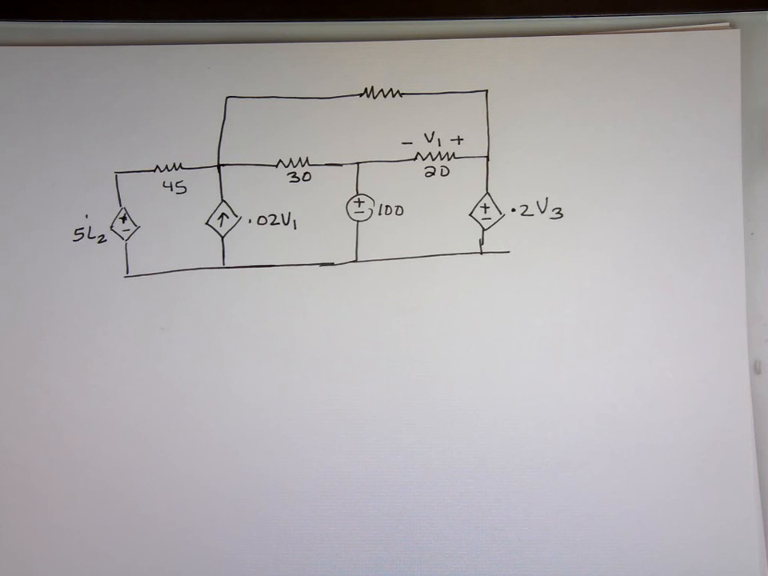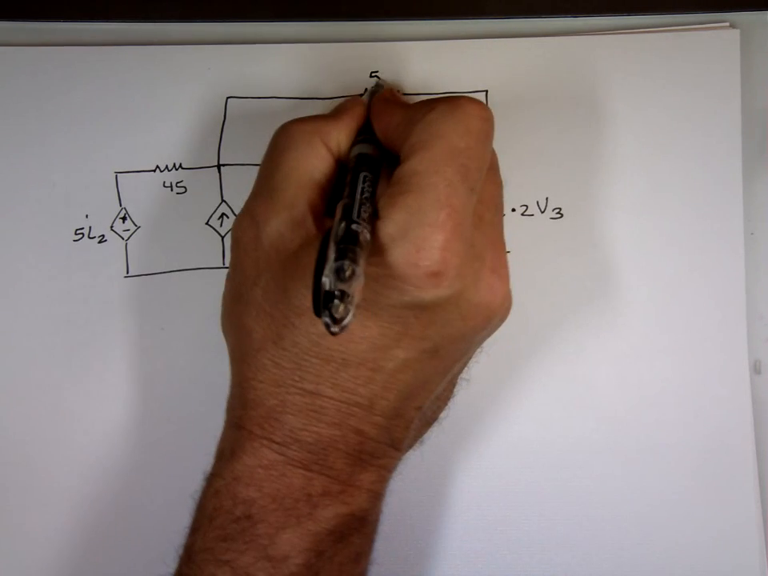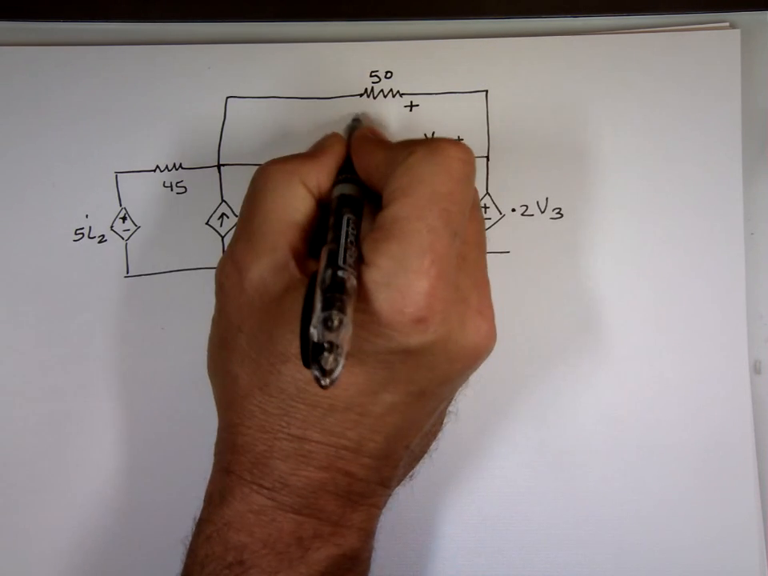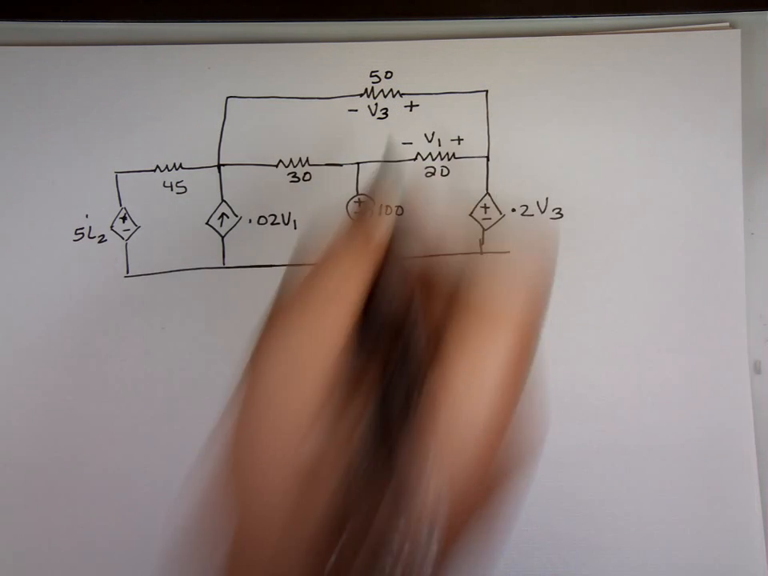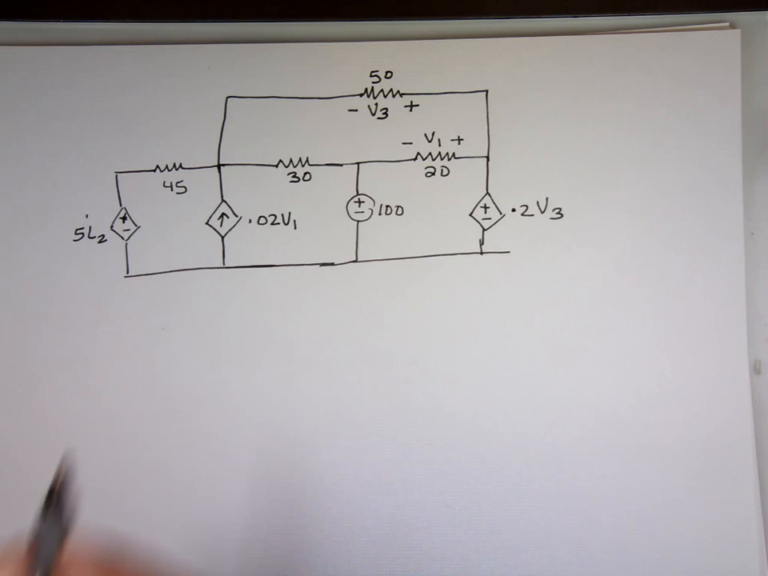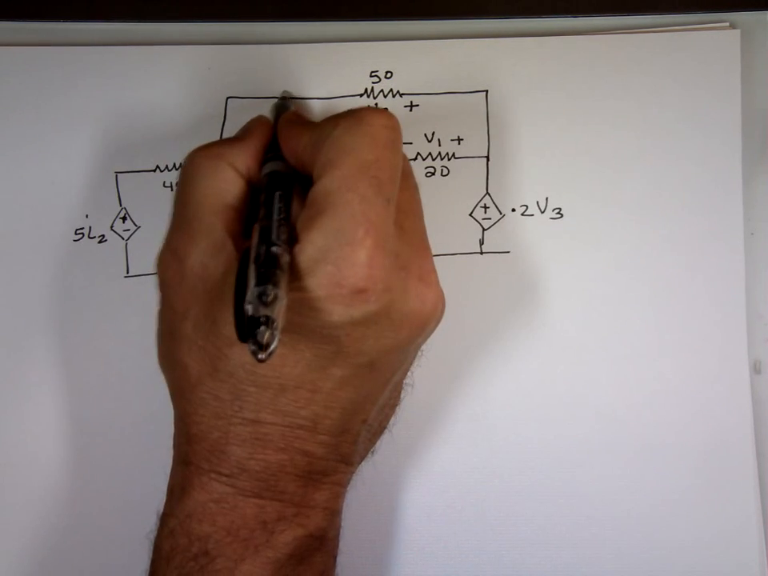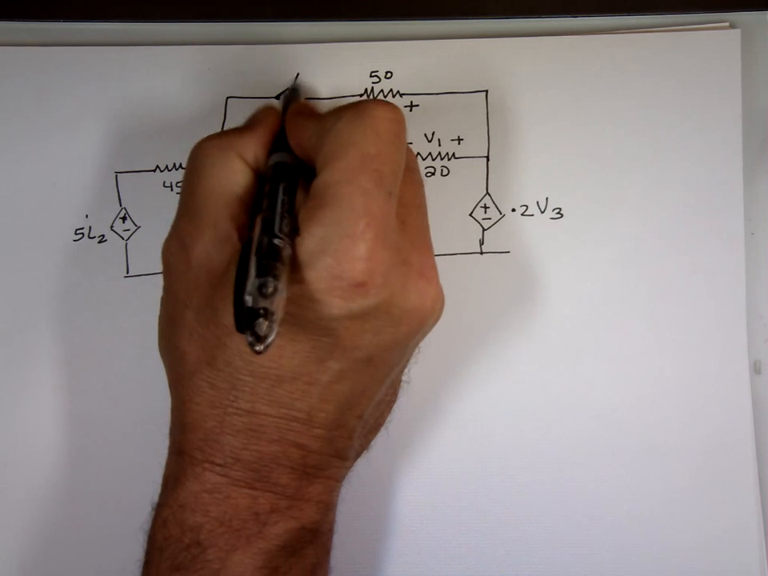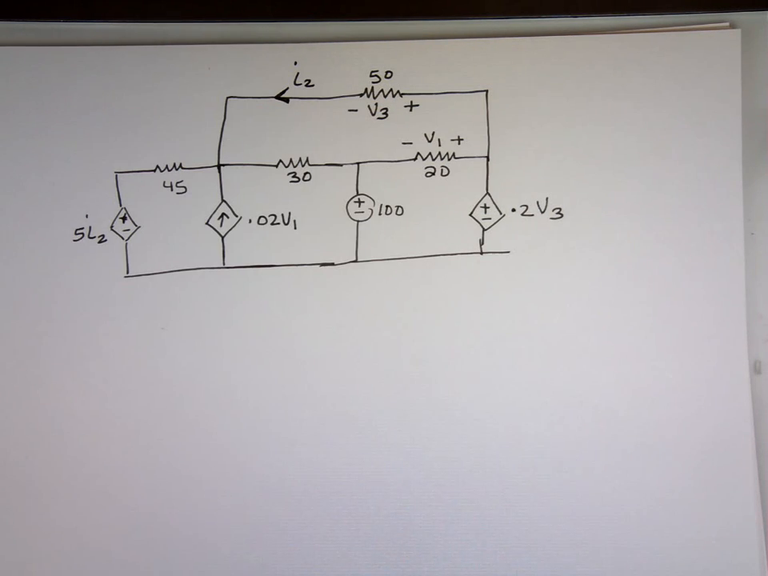This is 50 ohms. V3 is right here. And I sub 2, because I use I sub 2 as this current. I don't want I sub 2, why not I sub 1? Because there's no I sub 1 anywhere in the circuit. It's alright, just labels.